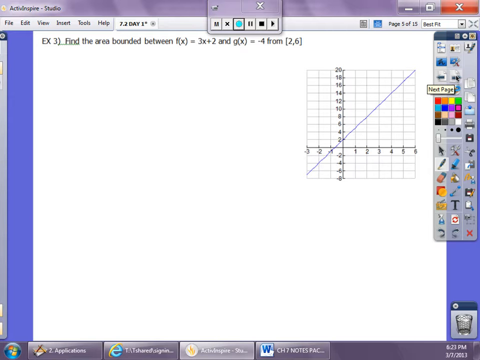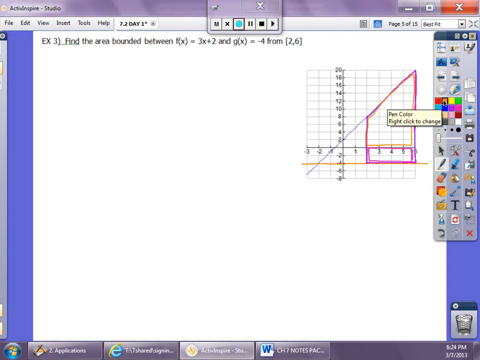We're going to go from the same function down to -4. So I've changed the horizontal line to -4, but I'm still using the same bound, 2 until 6. So I'm going to actually try to use the same colors as before. Purple represents the whole area that I want. Orange represents the integral of f of x. Pink represents the integral of g of x.